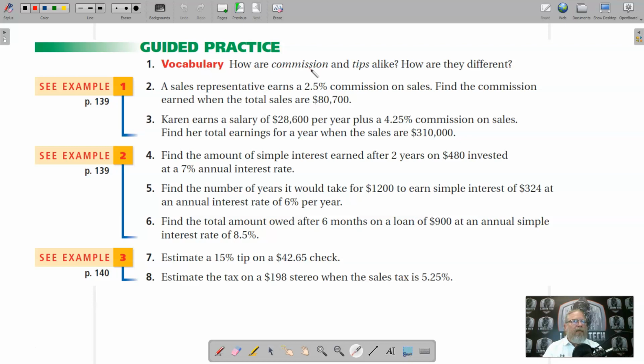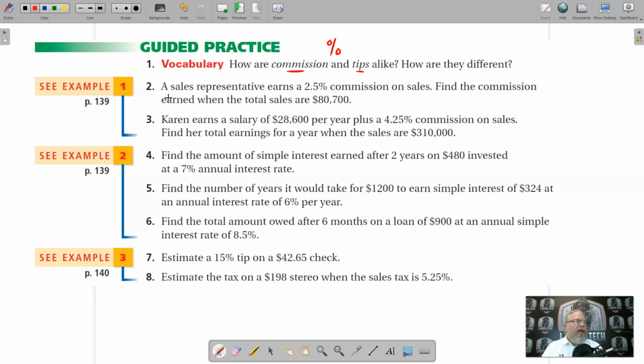Vocabulary: how are commission and tips alike, and how are they different? Commissions and tips are both alike because they pretty much work on a percentage of another number. Commissions are a percent of things that you sell, and tips are on services that you purchase or things that you buy. How are they different? If you're the one getting the commission, you're getting money. Someone's giving you money. If you're someone paying a tip, then you're paying it out. Other than that, I'm not quite sure what they're looking for there.